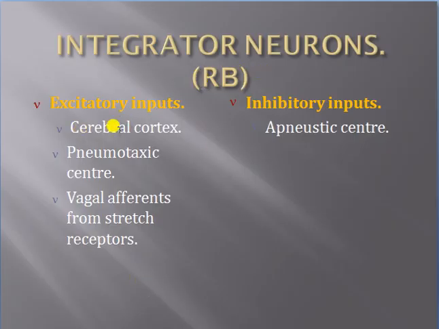So integrated neurons will receive excitatory inputs and inhibitory inputs. Excitation means stimulation, inhibition means to inhibit. The excitatory inputs come from the cerebral cortex, the pneumotaxic center, and vagal afferents from stretch receptors. The stretch receptors send the information through the vagus nerve. Then the inhibitor is only the apneustic center.